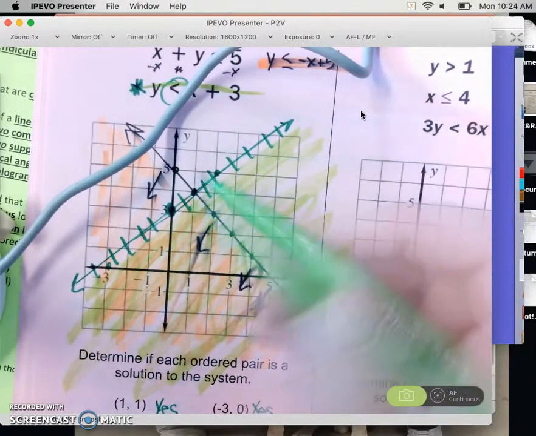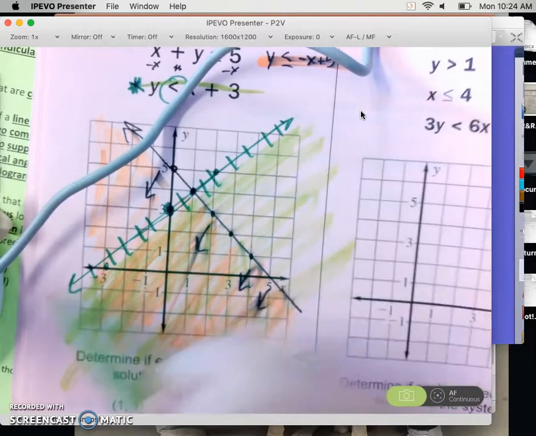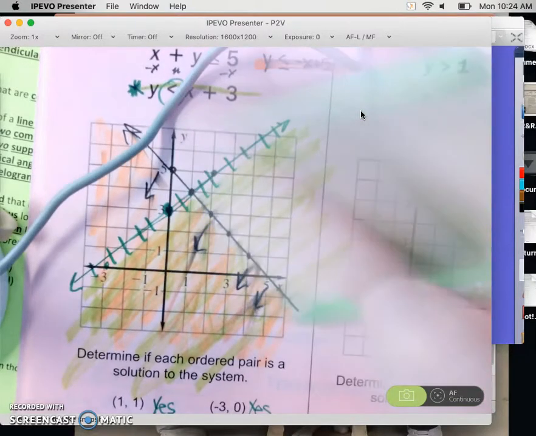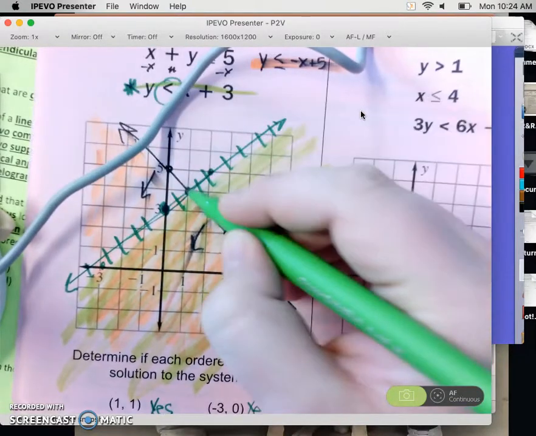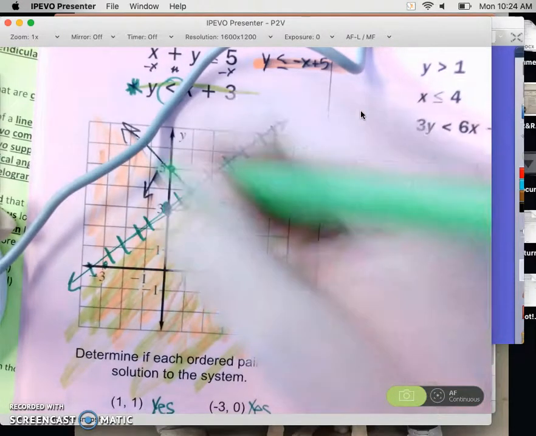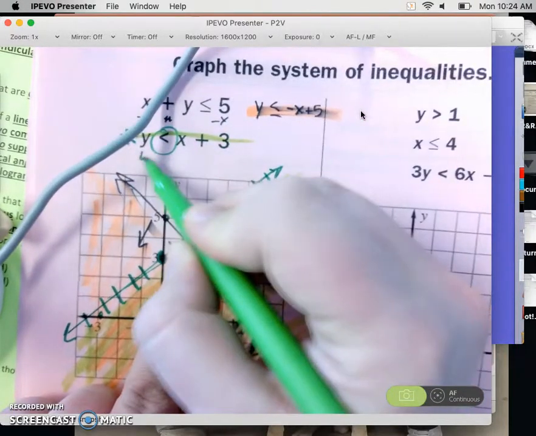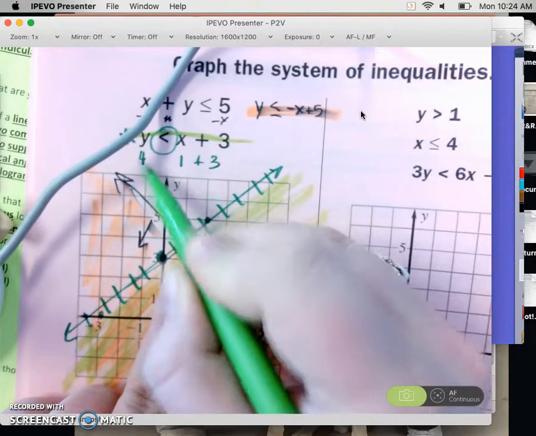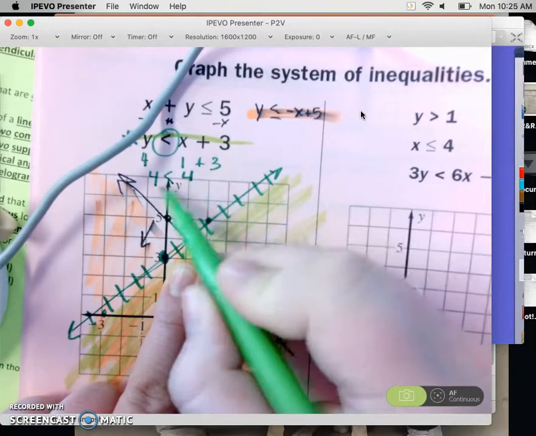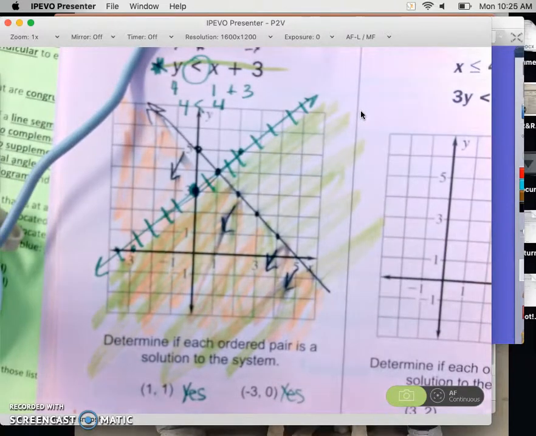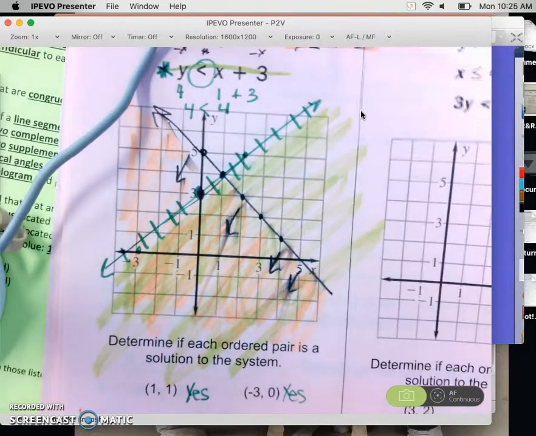Right here. So remember this point right here, this one is at my dashed line. This one is a solid line, so it would be true for this one because it's on both of the lines, right? It's not true for this one. It's got to be less than. So if you look at this one right here, 1, 4, 1 plus 3, 4 is less than 4. Is that true? No. So this would be no. If it's right on the line, you have to look if it's dashed or not. And then 2, -2 would be yes.